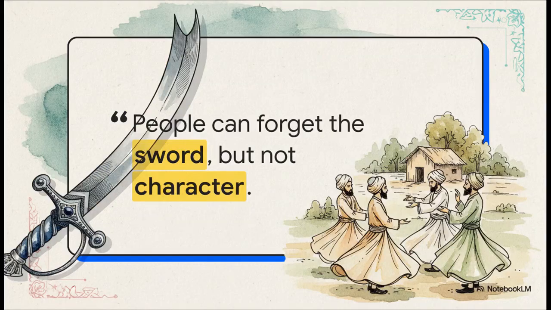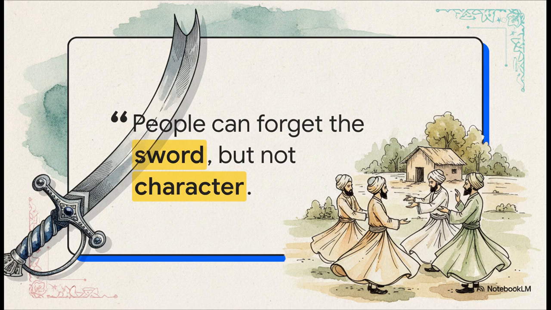Over the centuries, powerful Muslim empires pushed deeper into the mainland. We saw the rise of the Ghaznavids, the Ghauris, and the mighty Delhi Sultanate under leaders like Qutbuddin Aibak and Ala ad-Din Khilji. But a really profound truth emerged from this era. Think about this. People can forget the sword, but not character. While sultans built towering cities and fought brutal wars, it wasn't the sword that truly converted the masses.